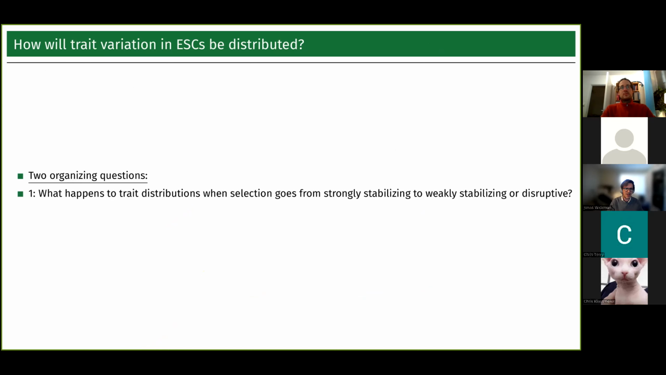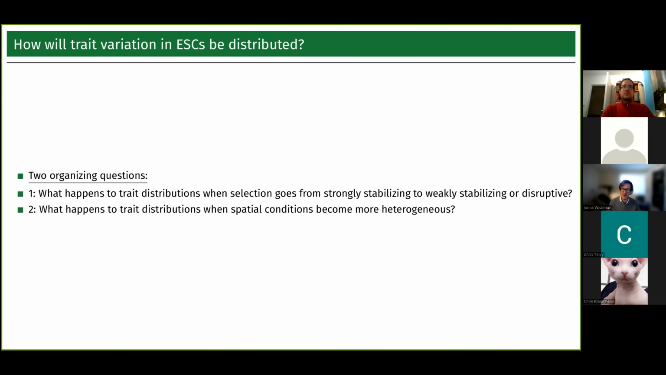And the first one is, what happens to trait distributions when selection goes from strongly stabilizing to weakly stabilizing or disruptive? And then similarly, but on a regional scale, what happens to trait distributions when spatial conditions become more heterogeneous and different from point to point.